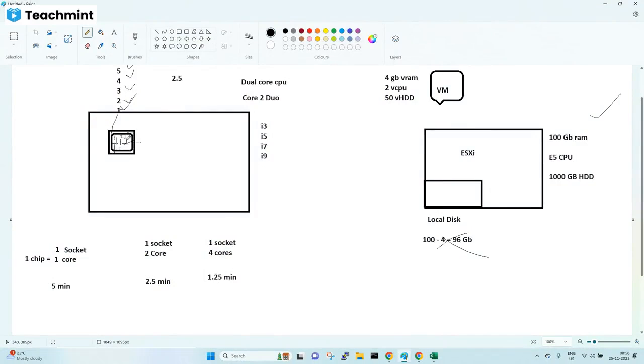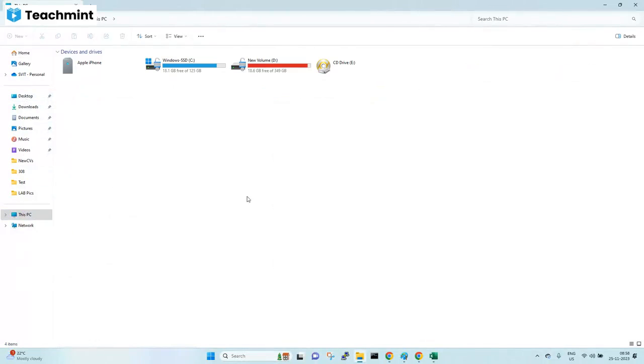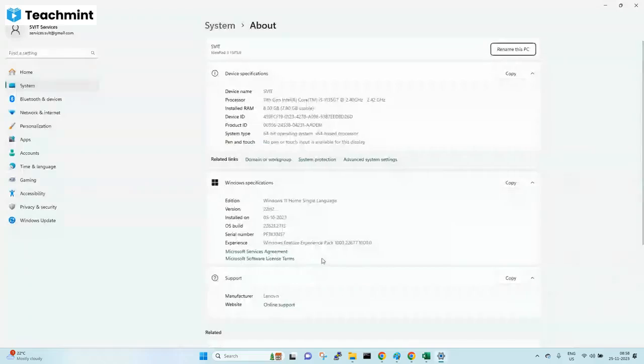i7 will be 8 cores. i5 itself can be 8 cores. Now my laptop has an i5 processor. I'll show you how it looks. The processors are split. In This Computer properties, you can see the i5 processor, right? Core i5. We'll see how many processors it will show.